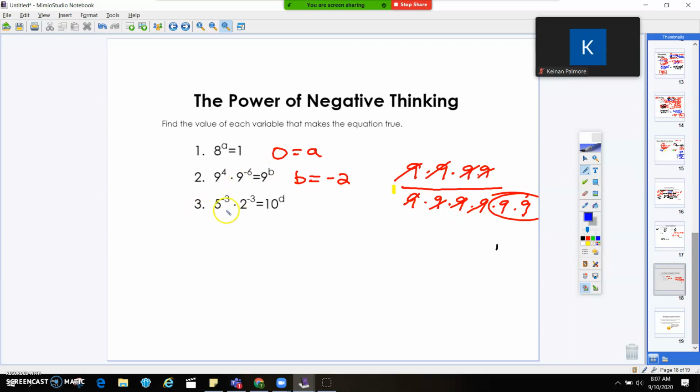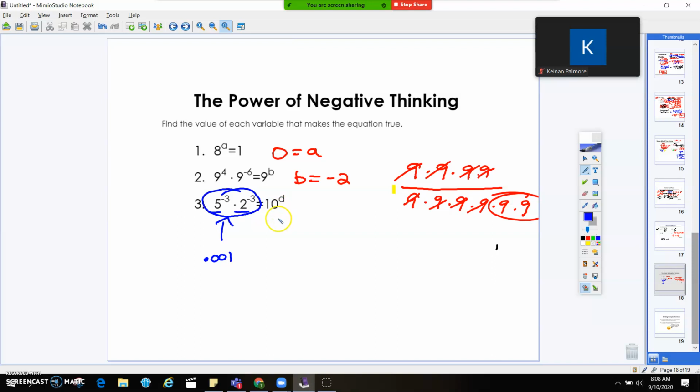This next one, we've got 5 to the negative 3rd power times 2 to the negative 3rd power. So our bases aren't the same, which means we can't add our exponents. Most of you probably sat there and thought, oh, d is going to be negative 6. Nope, that's not true, okay? Because if we plug this into our calculator, we're going to get something other than 10 to the negative 6 power. If we plug this little expression right here into our calculator, we're going to get 0.001. Okay?